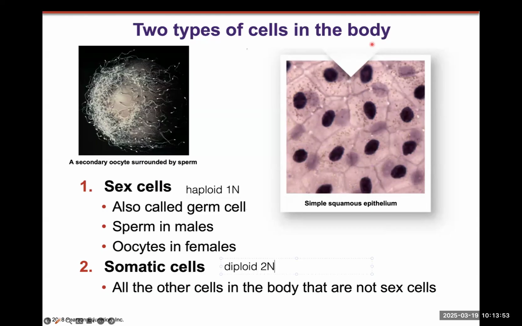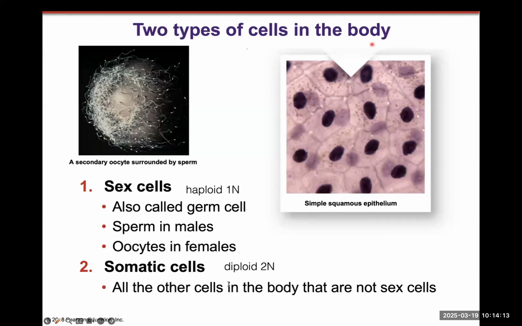So just exclude all the sperm and all the eggs, and these would be all the other cells in the body. These are going to be 2N, so they have both copies, the copy from mom and dad. So all the other cells in your body are going to be somatic cells.